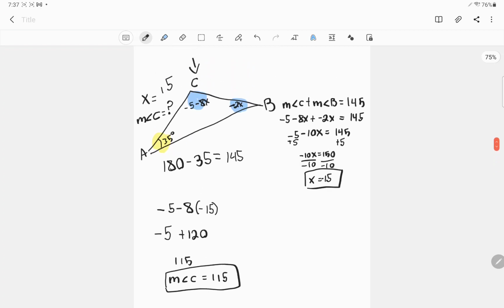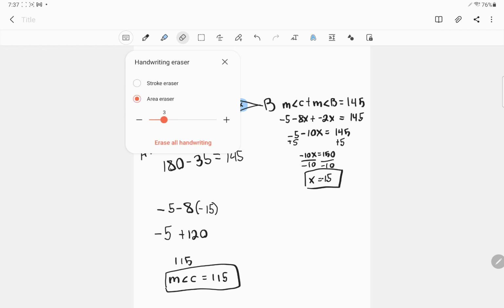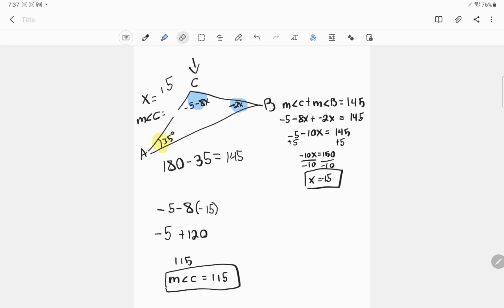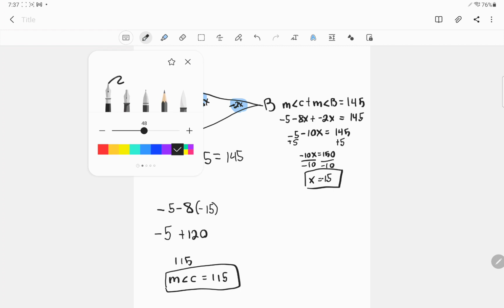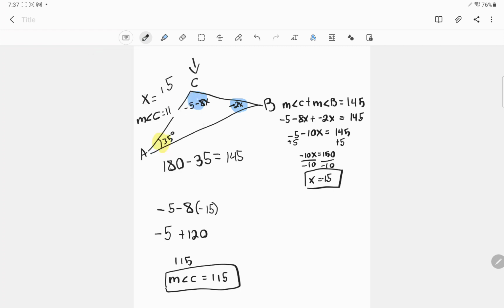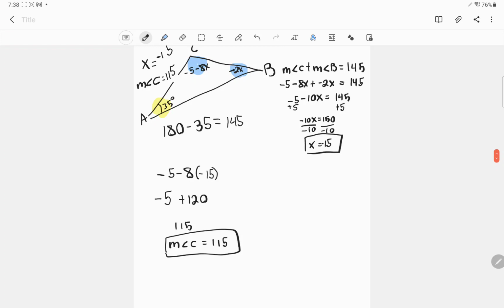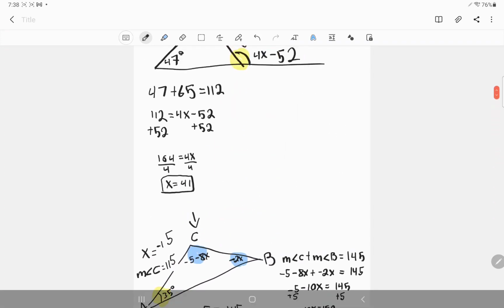Let me see if I can put the whole thing. Yes. Now I can delete that again. I know the answer for that one is going to be 115. That's negative 15. Okay. So x is going to be negative 15, and my answer for angle C is 115. And that's basically how you're going to do all the problems here. I don't think there's anything harder than this, so it's very easy, very straightforward. So that's basically all you need to know for this assignment.